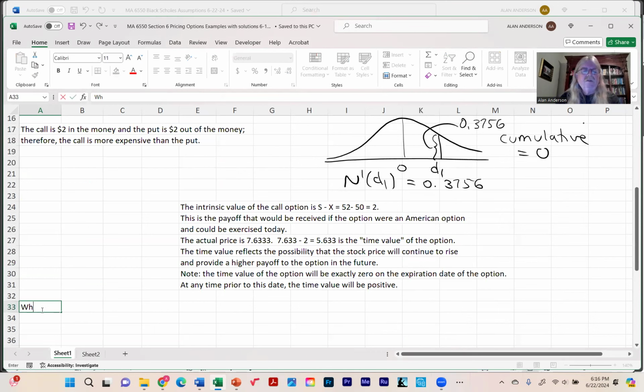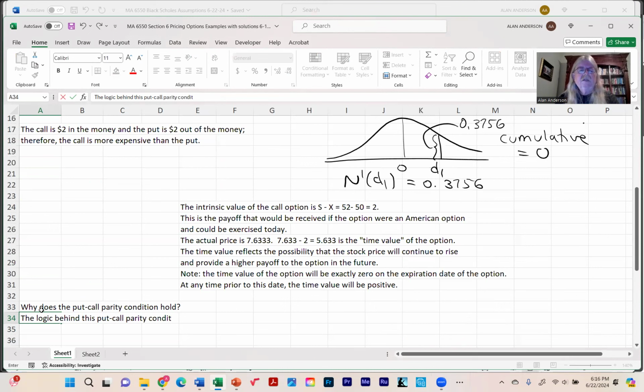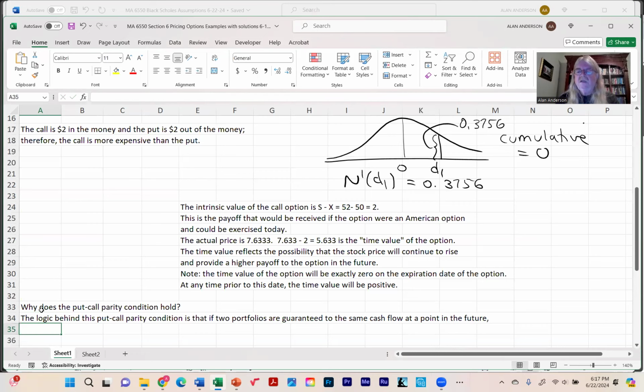Why does the put call parity condition hold? Well, the underlying logic behind this put call parity condition is that if two portfolios are guaranteed to have the same cash flows at a point in the future, their prices must be equal today to prevent an arbitrage opportunity from arising.